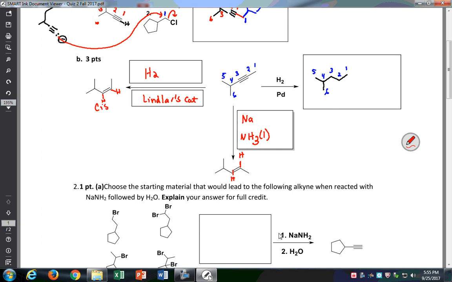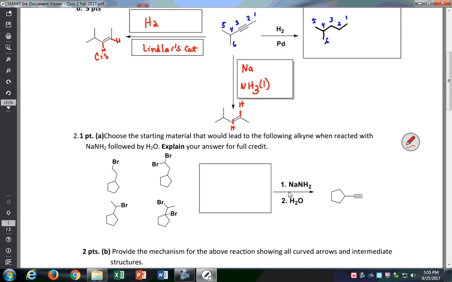So like here, it's very important that our NaNH2 is not mixed with water, because then we just wouldn't get a reaction. We just get this. And that's not very useful. You're welcome. It's a good question.